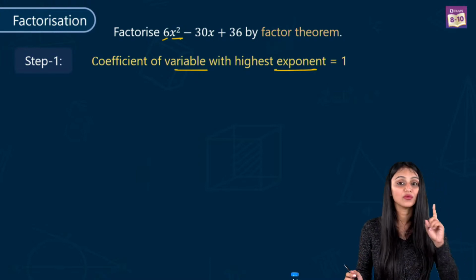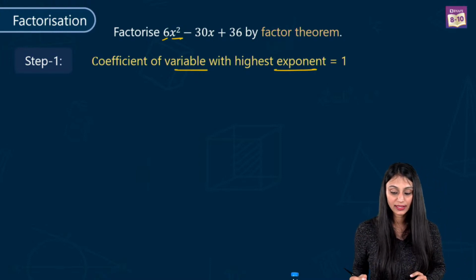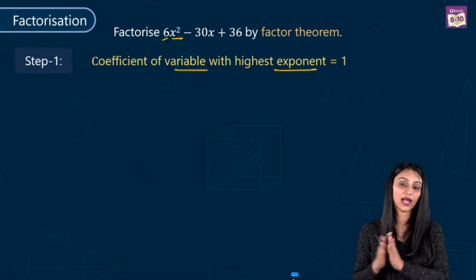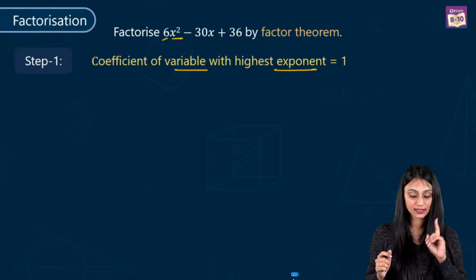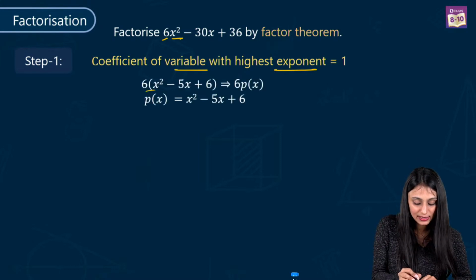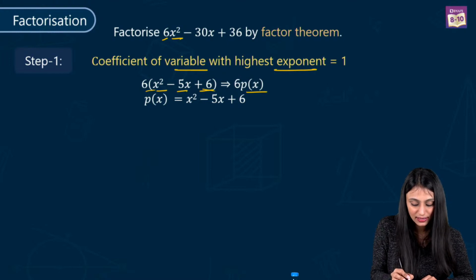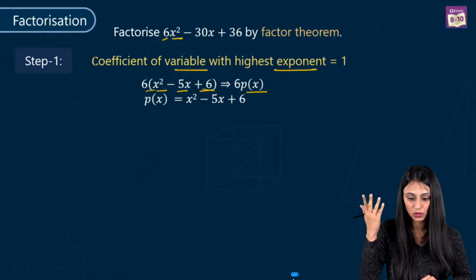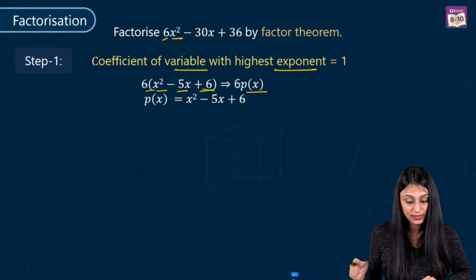The coefficient of the variable with highest exponent over here is 6, but we have to make it 1. So what we do here is simply take 6 common. What do we have inside? We have x square minus 5x plus 6. This becomes 6 times px. Let's assume that this is 6x and this is px.